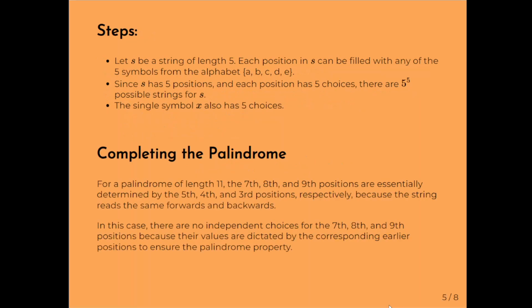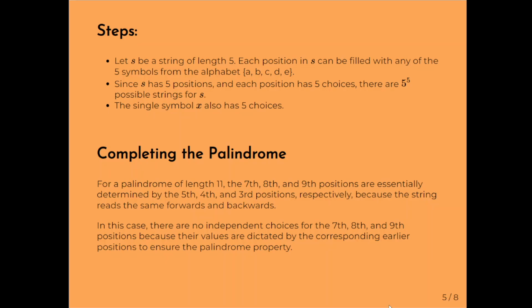Okay, let S be a string of length 5. Each position in S can be filled with any of the 5 symbols from the alphabet A, B, C, D, and E. Since S has 5 positions and each position has 5 choices, there are 5 to the power of 5 possible strings for S. The single symbol X, which is right in the middle, also has 5 choices.